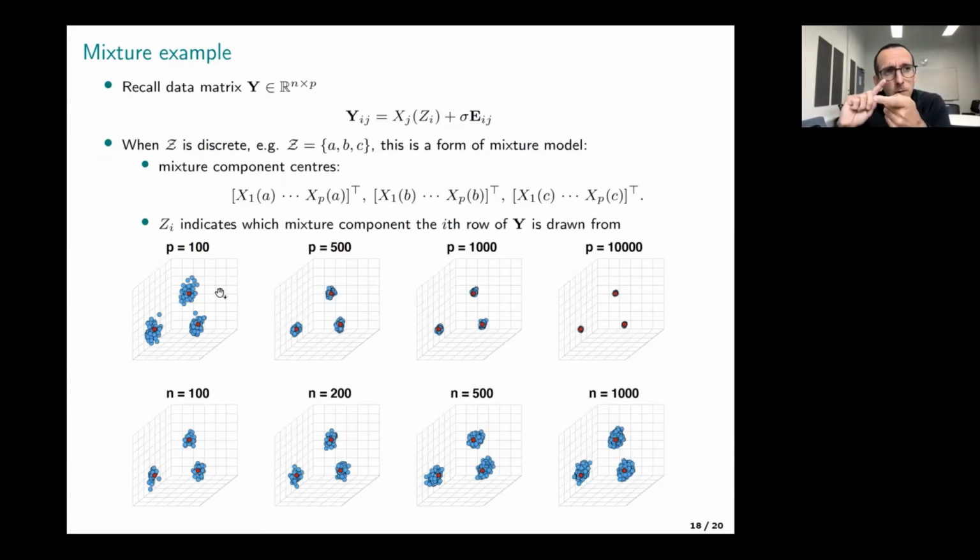And what about the converse situation where p is fixed and n grows? Our theory doesn't really tell us anything very informative about what happens there. What you can see is that we still have these 3 distinct points with clusters around them, but the clusters are not getting increasingly tight when n grows.